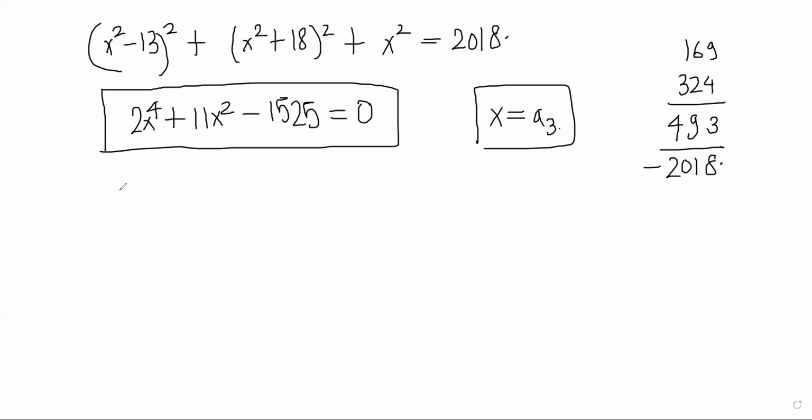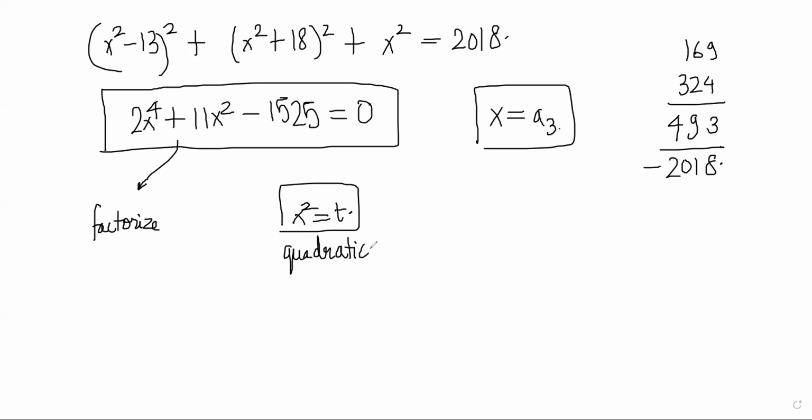Fine. You will be able to do it in multiple ways. You can factorize it, or you can solve it by taking x square as t and solving the quadratic. So the quadratic solution will be 2x square plus 21 and x square minus 25. You'll get 2x square plus 61 and x square minus 25.